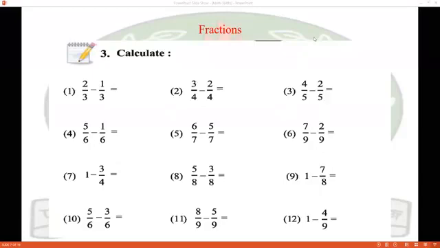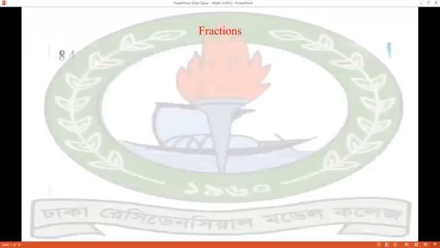The other maths, number 8, number 9, number 10, number 11, and number 12, are for your home practice. They are also given in your textbook, and you can save this slide in your device to solve them further in your home practice. So we will go to the next slide.